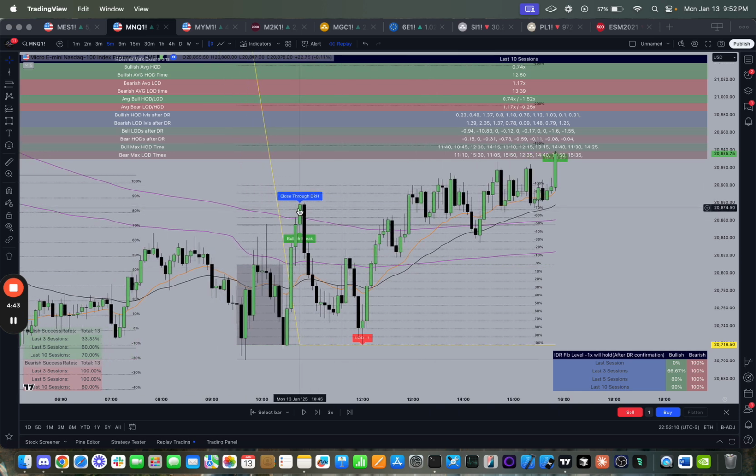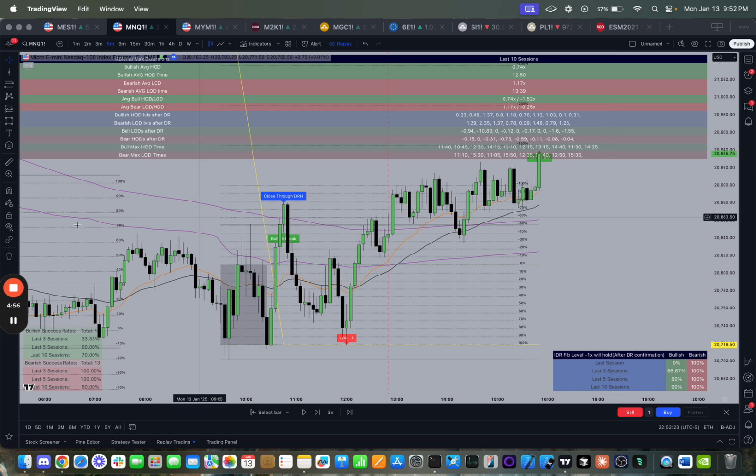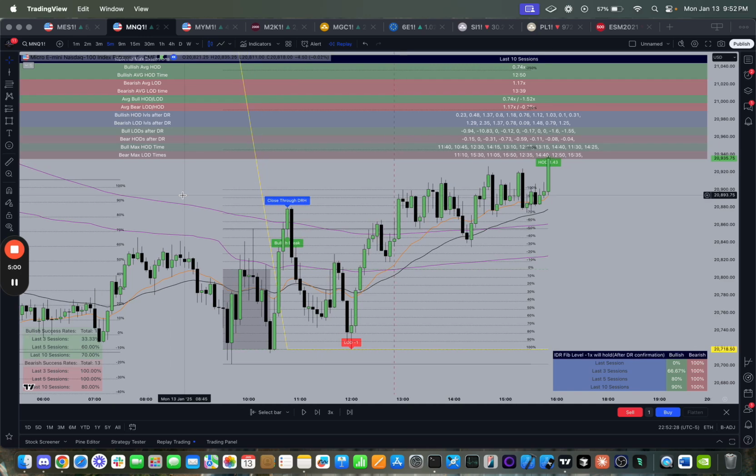And then you have NQ, the average confirmation time or average high of day forms at 12:50. Funny enough, we actually did take out the highs nearly at 12:50. So, I mean, that may be random, but at the end of the day, I know that I'm trading with statistics, so that's all I care about. I don't care about anything else.